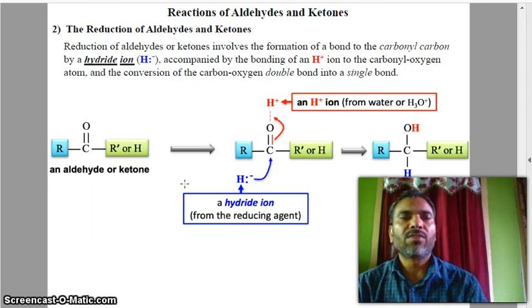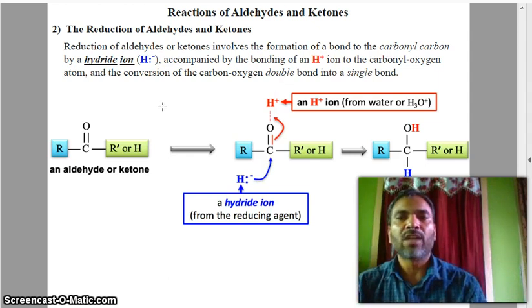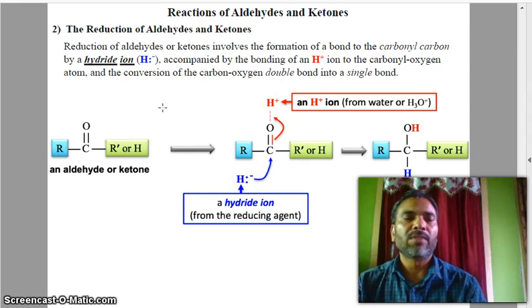So, reductions of aldehydes and ketones. Reduction of an aldehyde or ketone involves the formation of a bond to the carbonyl carbon by a hydride ion, H-. This is accompanied by the bonding of an H+ ion to the carbonyl oxygen atom and the conversion of the carbon-oxygen double bond into a single bond.